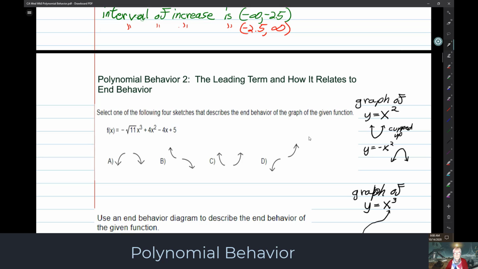All right. The leading term is the highest degree term. You know that. We've talked about it. Leading term.